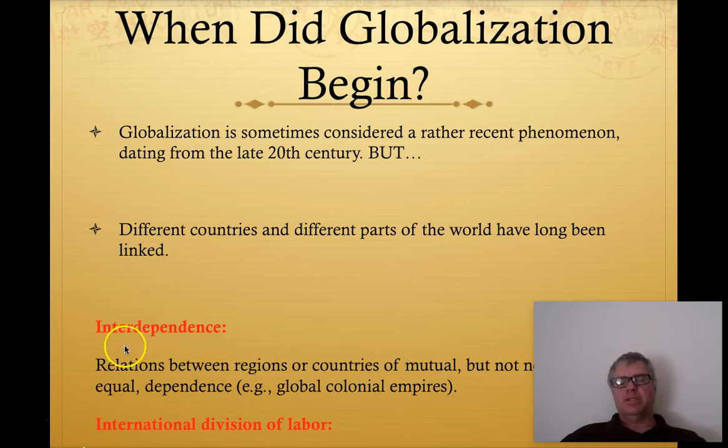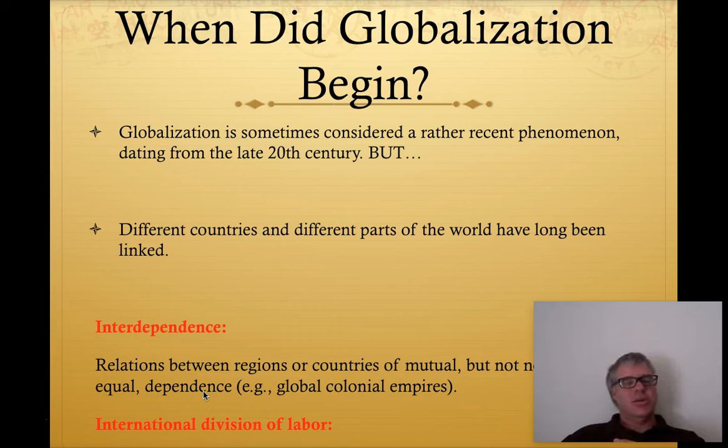All right, so there are a couple different terms I wanted to bring up. One is interdependence, the idea of relations between regions or countries of mutual but not necessarily equal dependence. So different parts of the world are all tied together in interdependence, which doesn't necessarily mean that everybody benefits the same. Like when I brought up the idea of orange juice for syrup, that sounds very mutualistic, everybody wins, we all get orange juice and syrup.